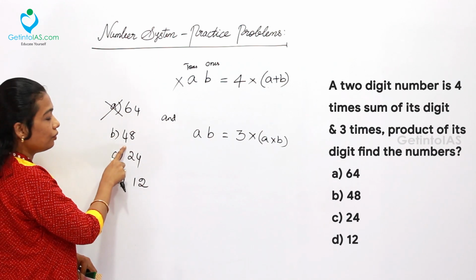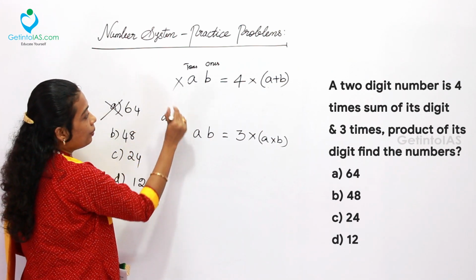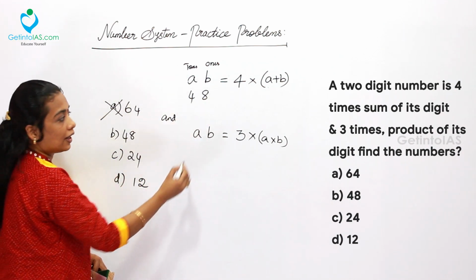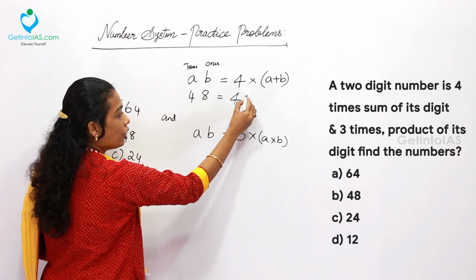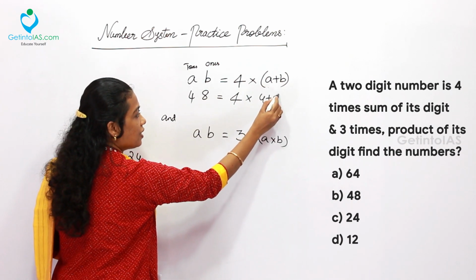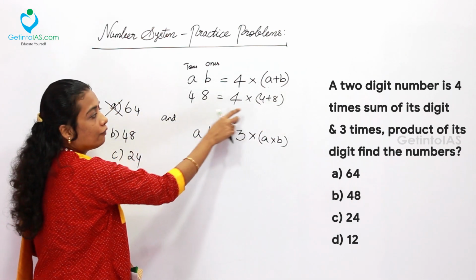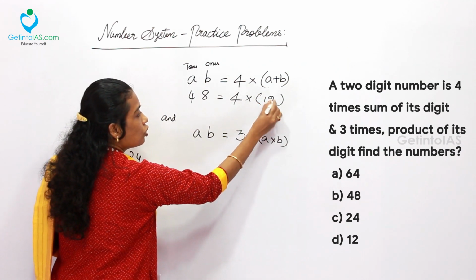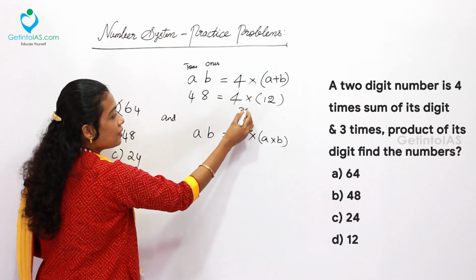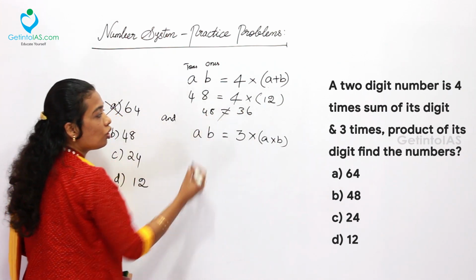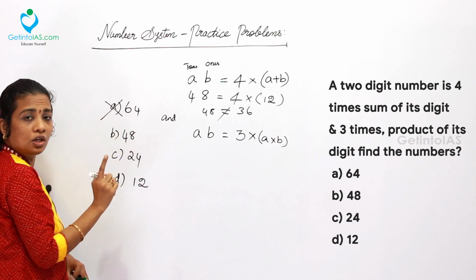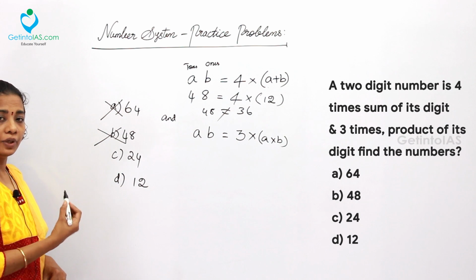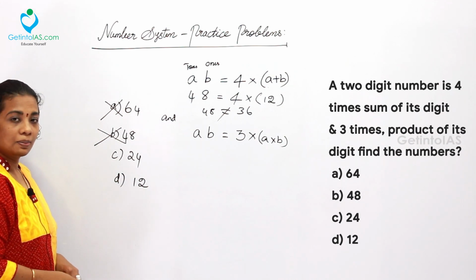Moving on to the second option, 48. Here A is 4 and B is 8. So let's check whether 4 into 4 plus 8 is equal to 48 or not. What is 4 plus 8? 4 plus 8 is simply 12. So 4 into 12 is 48, which is not equal to 36. So no need to check the second condition. From this first condition alone, we can eliminate option B. Moving on to option C.